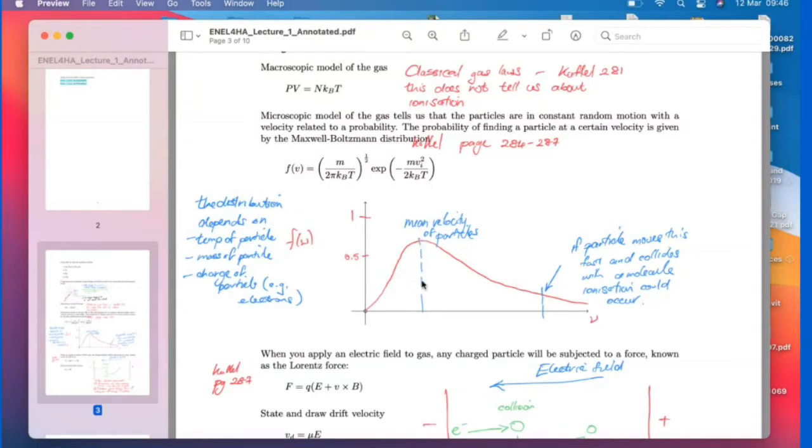You can see it's got the mean velocity where the probability of finding a particle at that velocity is the highest. Probability of finding a particle not moving is basically 0. And the probability of finding a particle moving very, very fast is also close to 0.